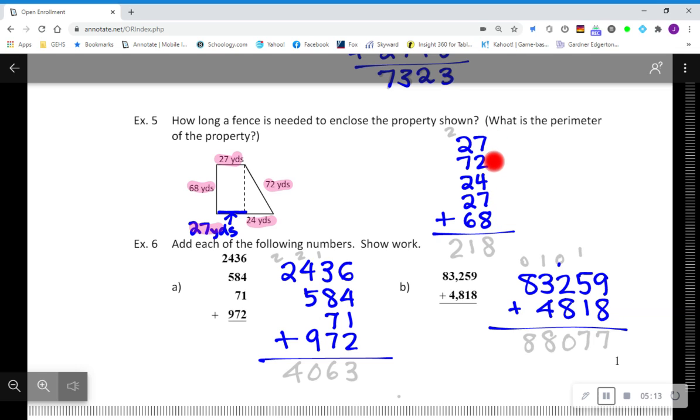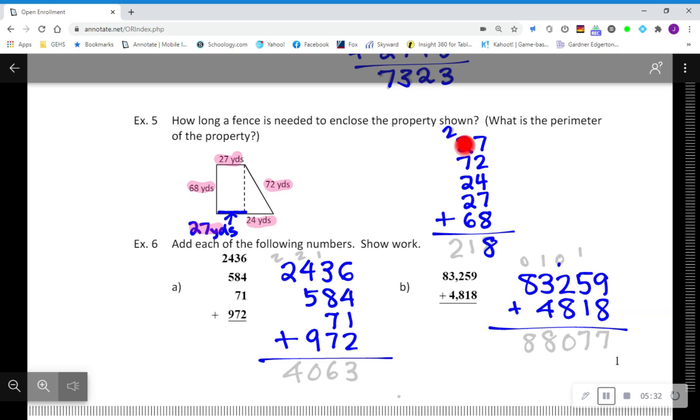7 and 2 is 9. 9 and 4 is 13. 13 with 7 added is 20. 20 and 8 is 28. So we'll put the 20 as a carry and the 8. And now we're going to just add this column. Don't forget to include the carry mark.